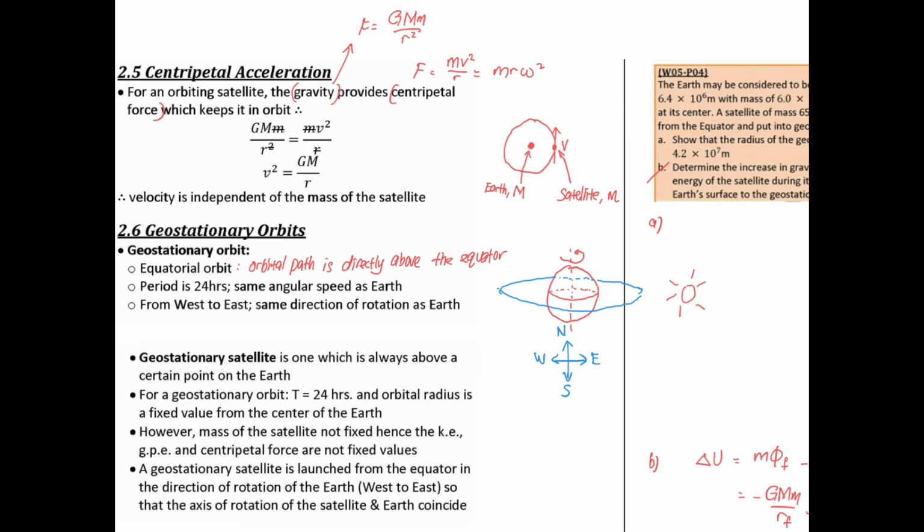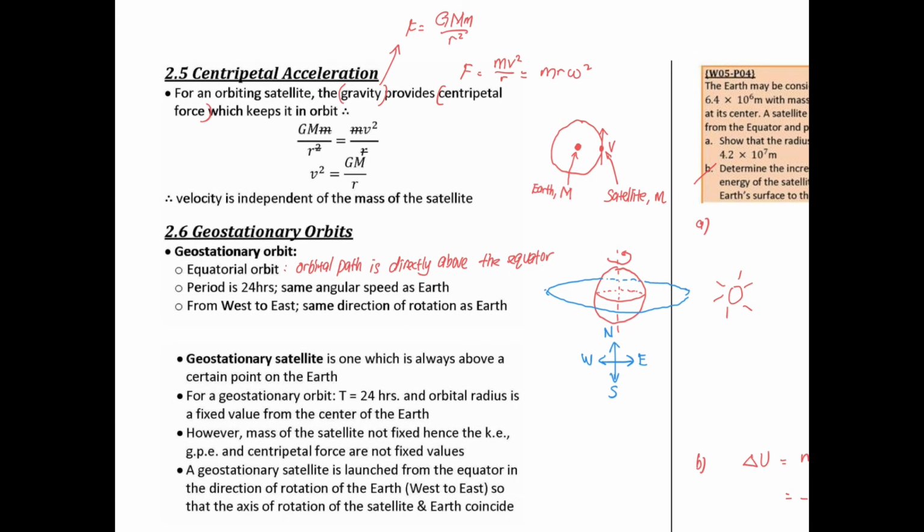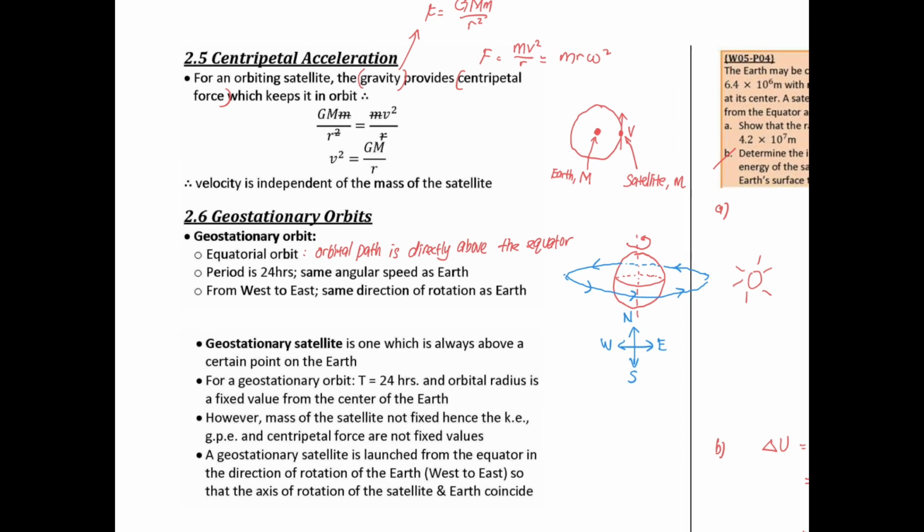So if you understand that kind of concept, that means we have to know that the satellite which is launched from Malaysia, let's say the Astro satellite just now, has to move in this direction also, west to east. Yeah, west to east. They have to move in that direction so that it is always above the country. So we want something like that. Okay, so that is geostationary orbit.